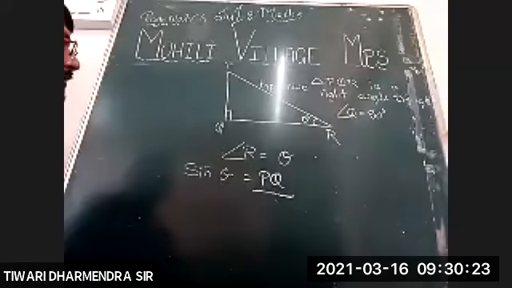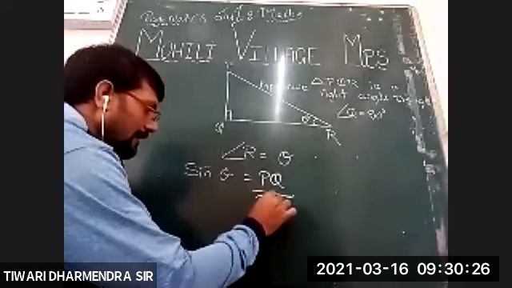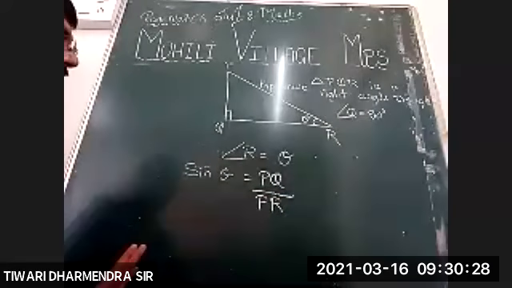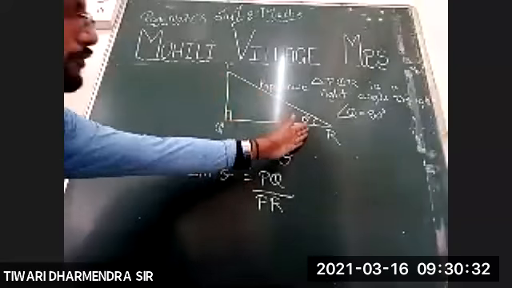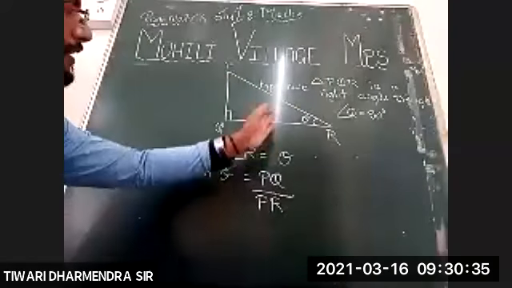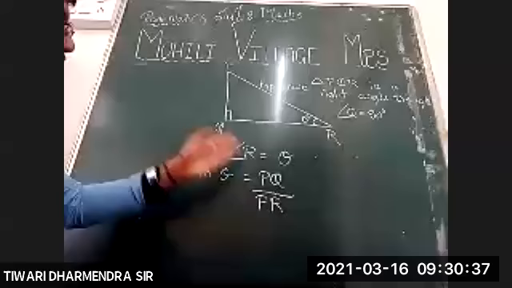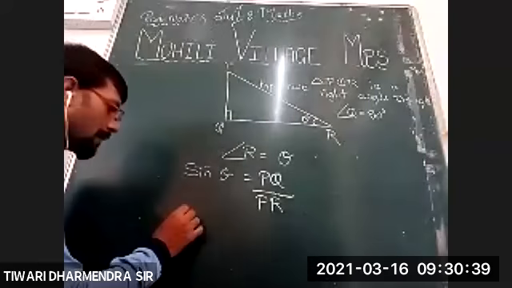Right side PQ. No problem. Who is hypotenuse? Right, PR. Yes, PR. Good. Directly, without formula. Sine theta is side opposite to theta upon hypotenuse. Side opposite to theta is PQ and hypotenuse is PR.